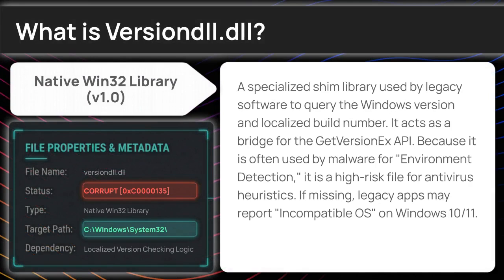This is the Versiondll module, a specialized shim library used by legacy software to query the Windows version and localized build number. It acts as a bridge for the GetVersionEx API. Because it is often used by malware for environment detection, it is a high-risk file for antivirus heuristics. If missing, legacy apps may report Incompatible OS on Windows 10 and 11.